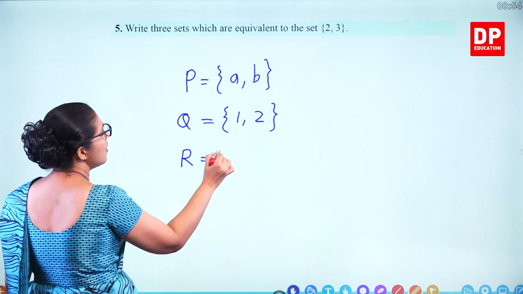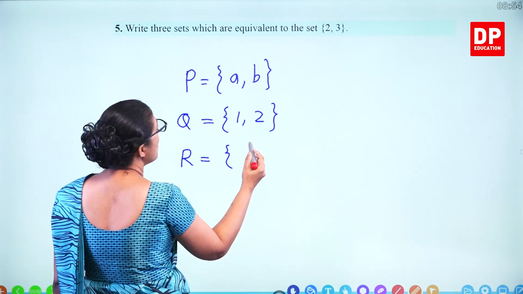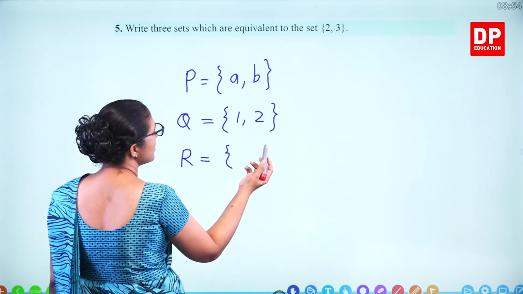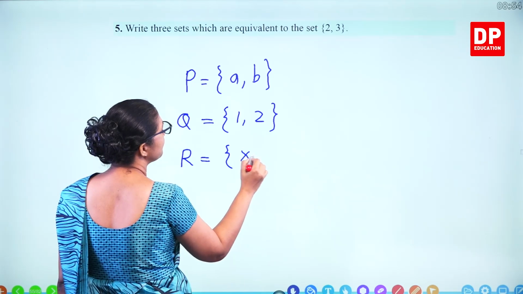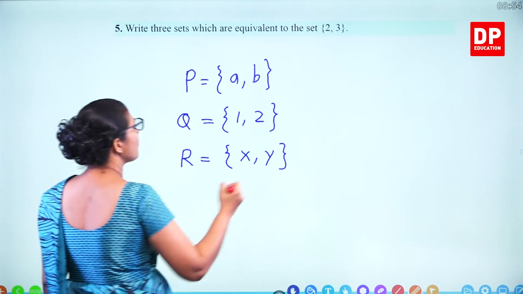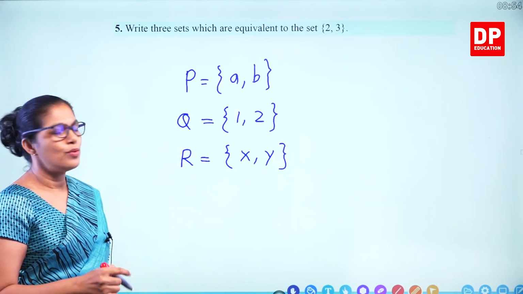Or you can write, what are the other? You can write anything. {x, y}. Only 2 elements are there.